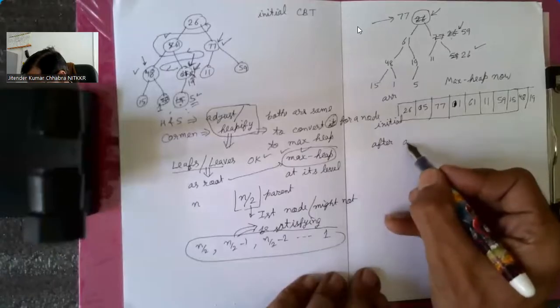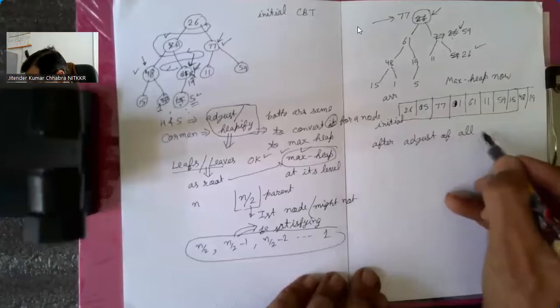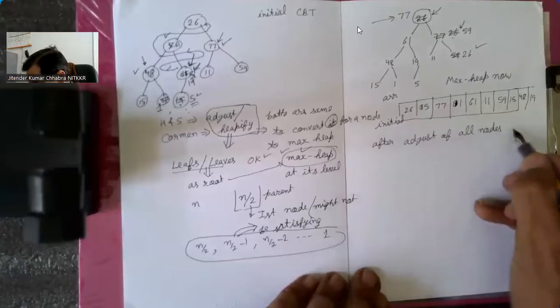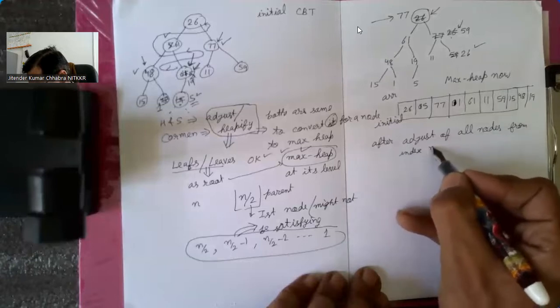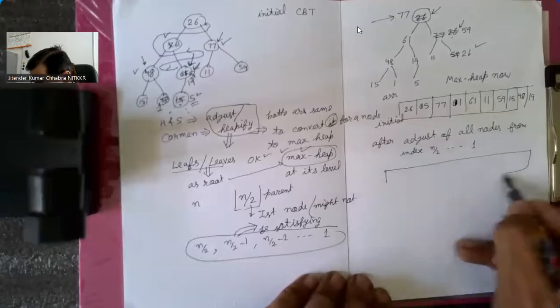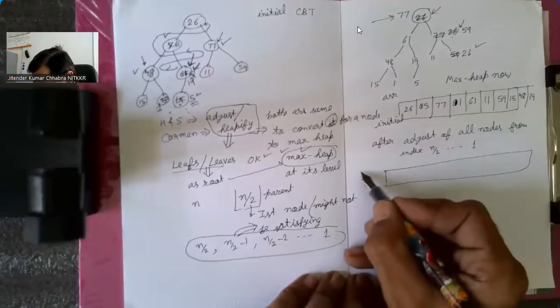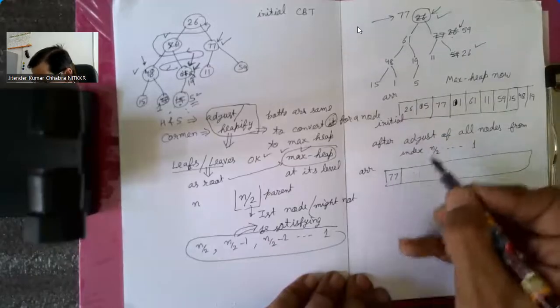After adjustment of all nodes from index n by 2 up to 1, the array will become like this. Now the array will be this one. This one means 77 on the top.